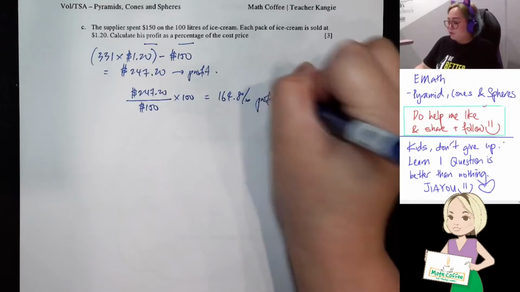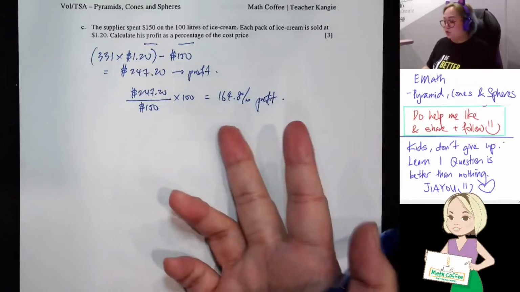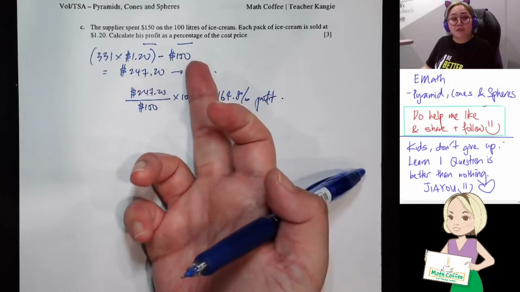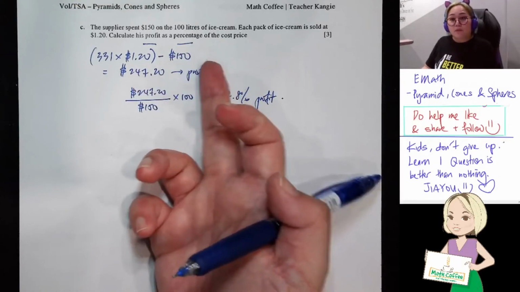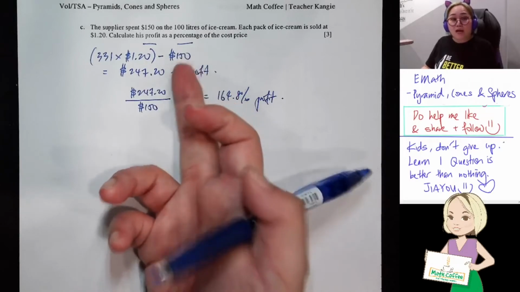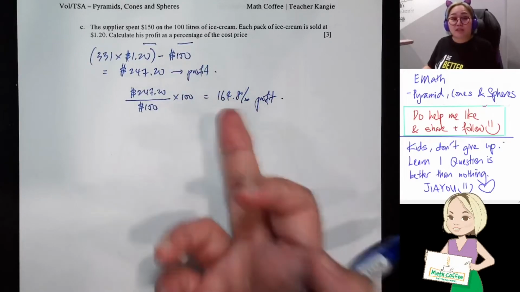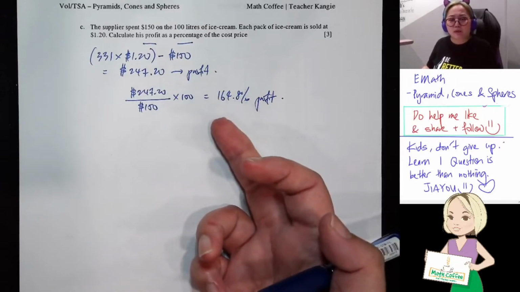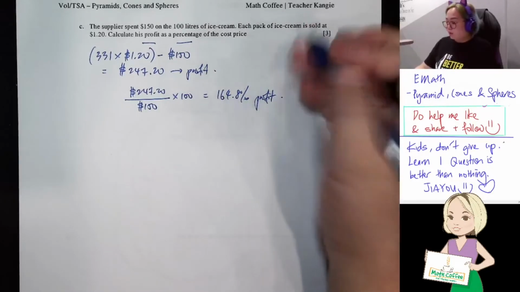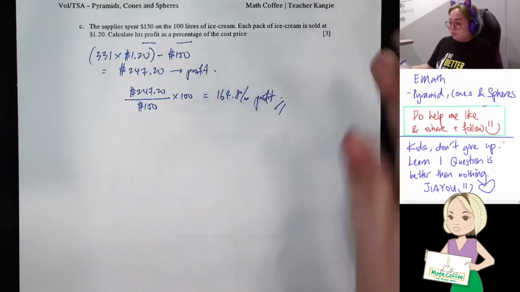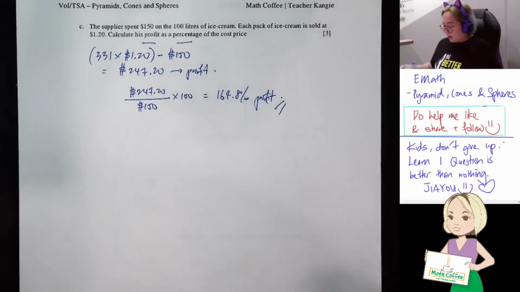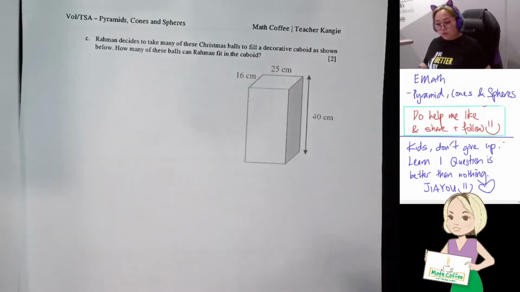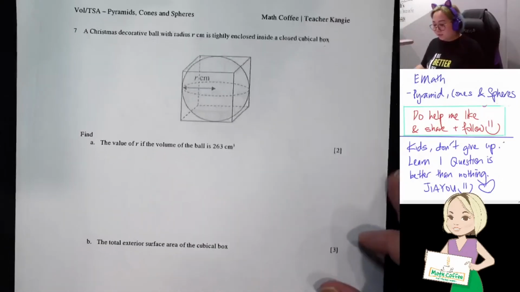Usually profit is less than 100, but in this case, you can already see quite obvious that I make 200 plus, my cost price 150. It's already more than one whole, which is more than $150. So it's natural that your profit is more than 100%. So do not panic if you say, what is it that is so big? You need to know what you are doing. So this will be the answer for this part. Okay, let's move on to question number 7.